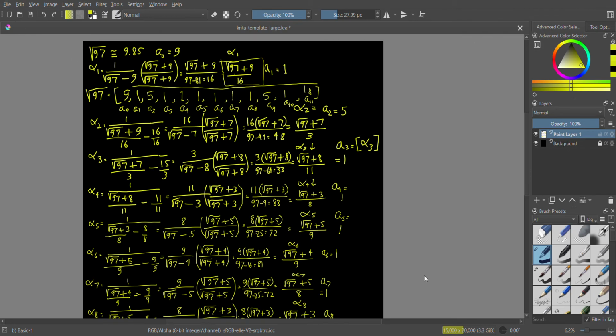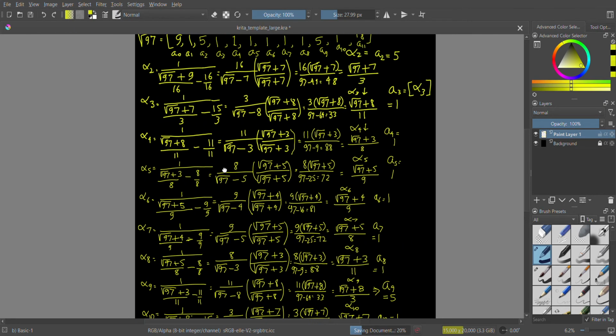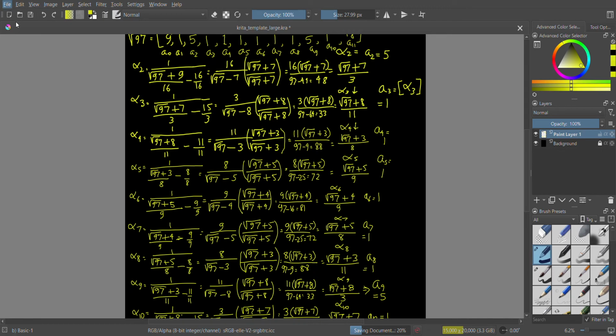So now, let me see if I can open a file, my template large. Oh, I'm sorry. Cancel. Let me save this. Continued fraction, square root of 97. Because then, since I've already saved it, I can go in here and do a new, an open for my large template. And I'm going to have the pleasure of drawing out this continued fraction. These files get big because I'm using a very large canvas.